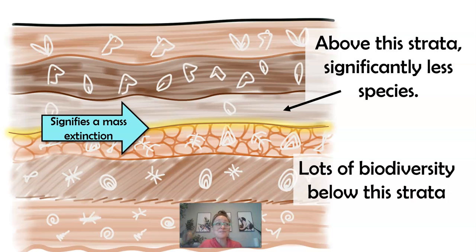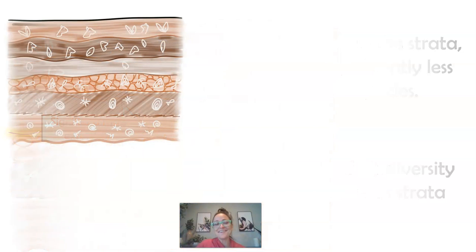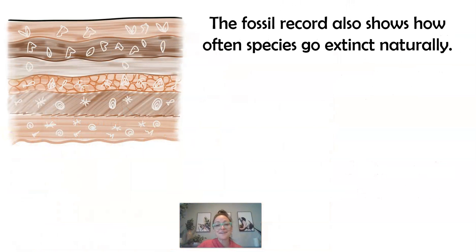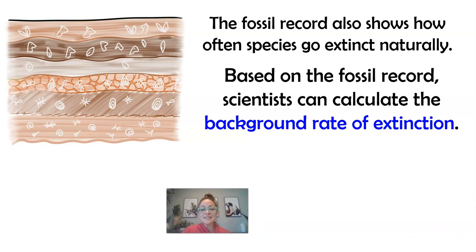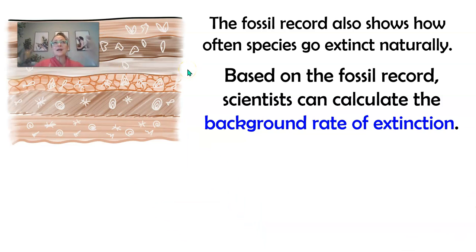So that's a sign that something extraterrestrial struck Earth, and we can see above that it's pretty empty. Okay, so now though, we can also use the fossil record to calculate the background rate of extinction. The most simple way to explain this is that it's basically the natural rate that a species will go extinct.